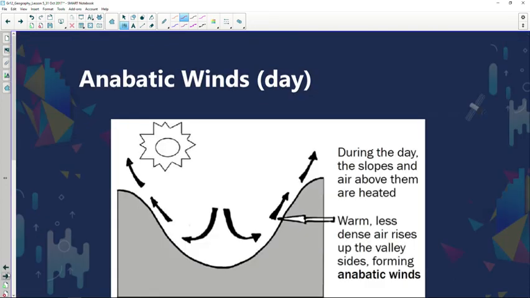Now, grade 12, please pay special attention to the name and to when it takes place. Anabatic winds happen during the daytime. As you can see in your diagram, you can see the sun shining. Now, very importantly, what do we know? If the sun is shining, we experience warm conditions. A different name for anabatic winds is upslope winds.